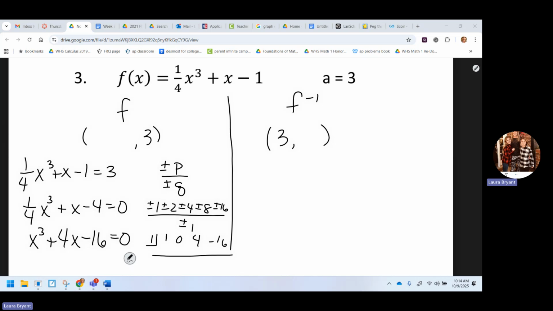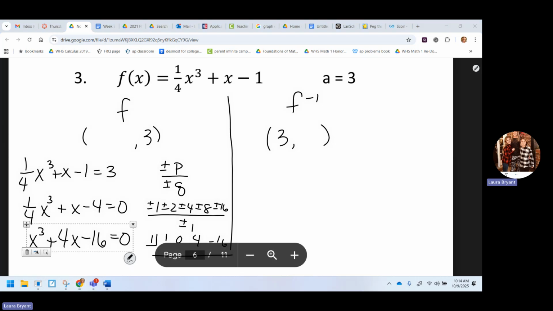I do think it is literally easier to just guess the number. I would plug in 1 and see if you get 0. Then plug in -1 and see if you get 0. But you don't. Then you plug in 2 and -2, and 2 ends up working. It's 8 plus 8 minus 16, which is 0. So let's go with just guessing.